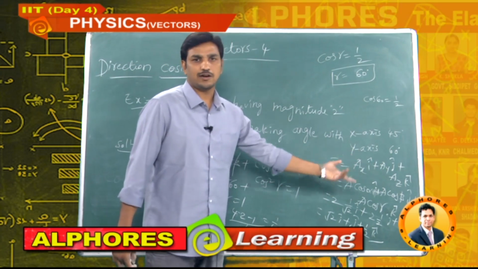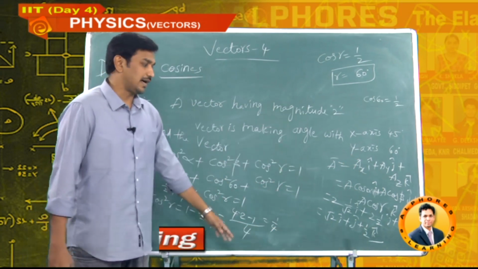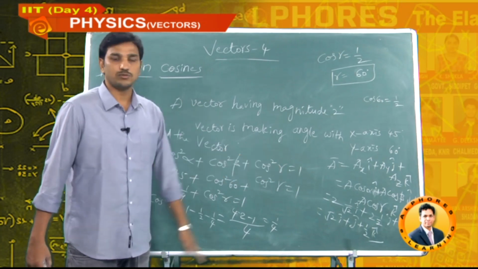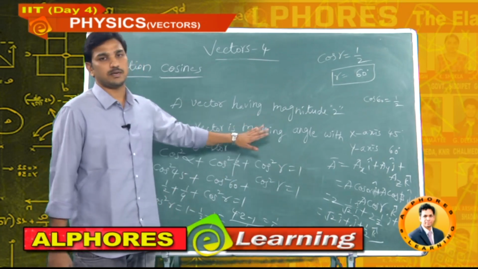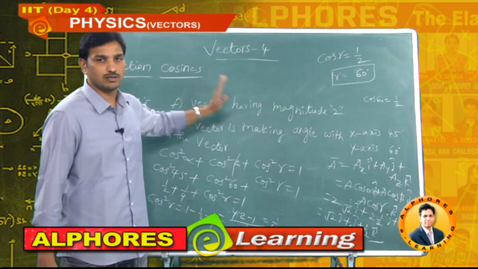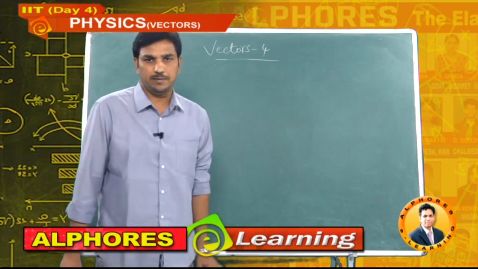Cos alpha, cos beta, cos gamma values I already know. So after substitution I got the final answer: our vector is root 2 I cap plus J cap plus 1 by 2 K cap. So this is one example to understand how we use direction cosines in our concept. Next one, addition of vectors, which we already started yesterday.